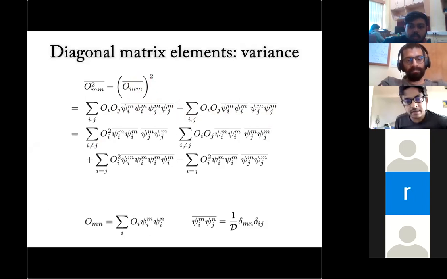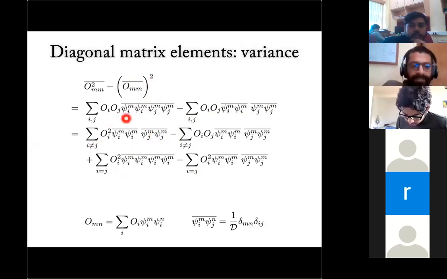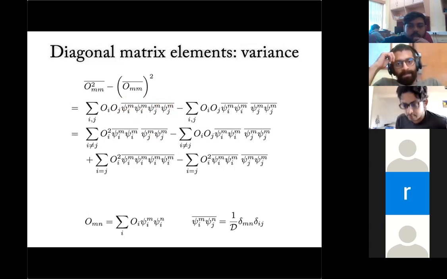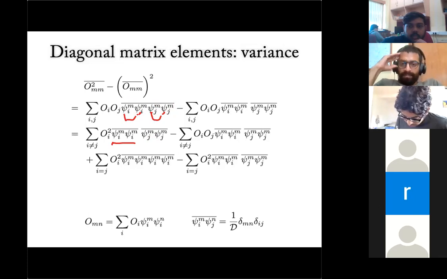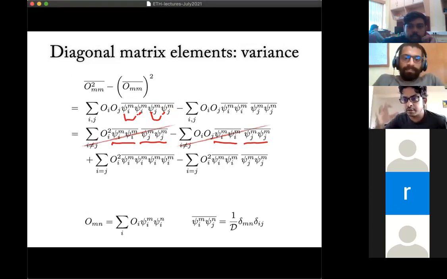In the next step, let's separate out the terms with i equal to j and i not equal to j. The terms with i not equal to j are these terms. If i is not equal to j, then this thing will actually factorize because it is going to click only amongst this and this. For this one it is already factorized, so you have this and this. I hope that is clear. And these two terms are the same, so they cancel each other out.